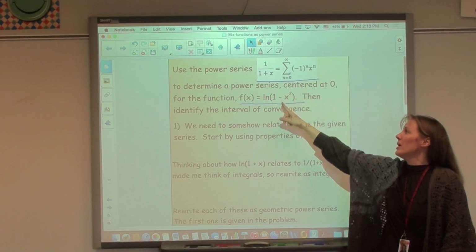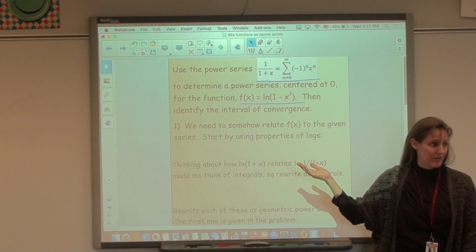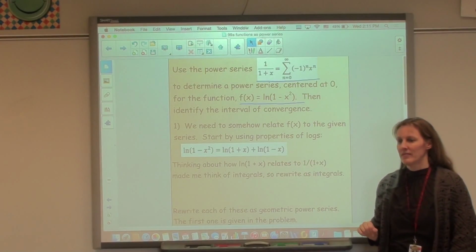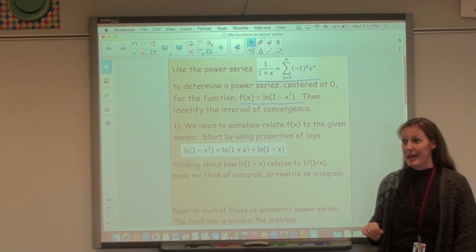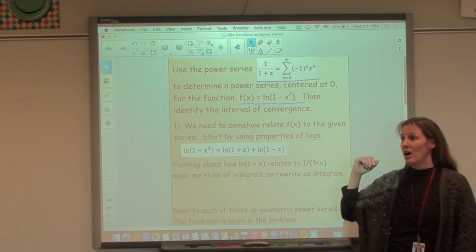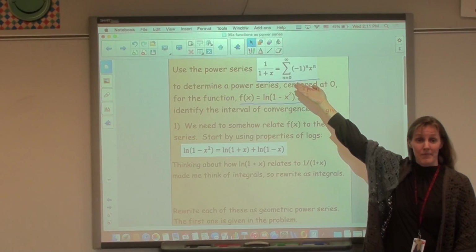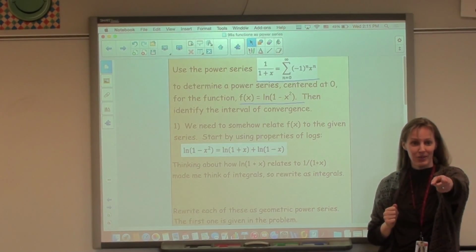When we are multiplying the argument of a log, we can write it as a sum of logs. Are you all with me? Good. Everyone okay so far? All right. Now, I see a 1 plus x here, and I see a 1 plus x there. Derivative. Integrate. There you go.